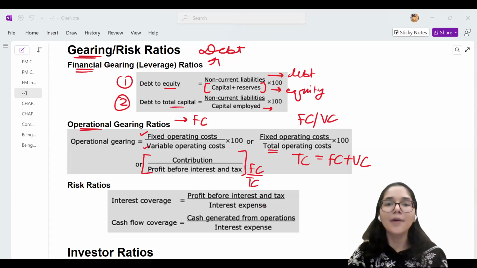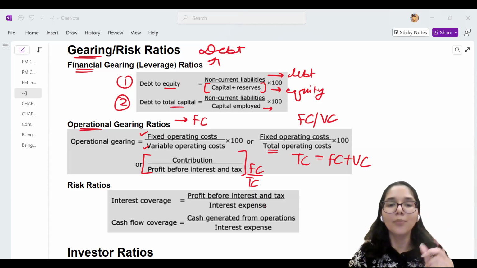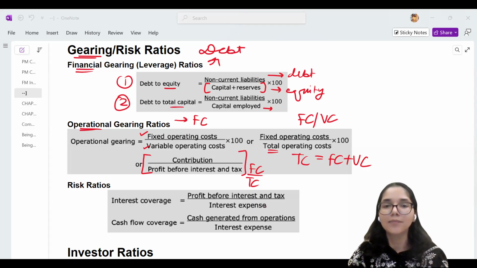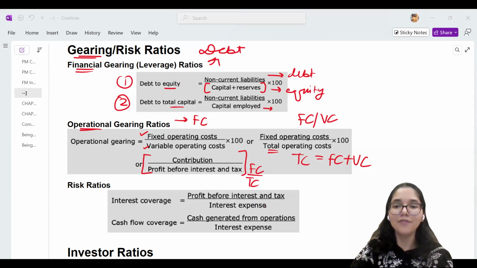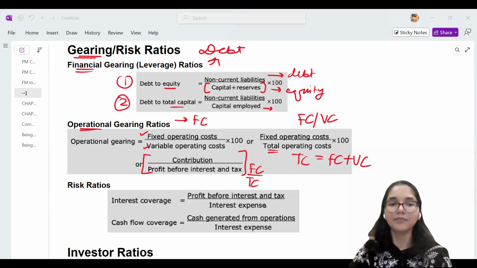And what do you people think about the interpretation? Is it good if a company has very high fixed costs? Is it a good thing to have? Why is it not good?